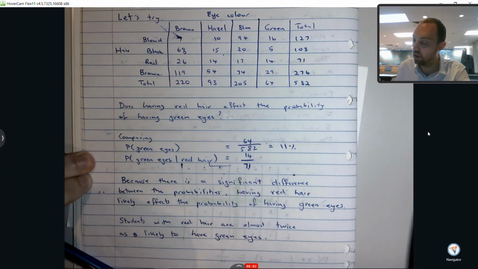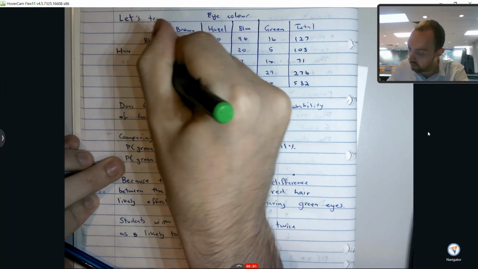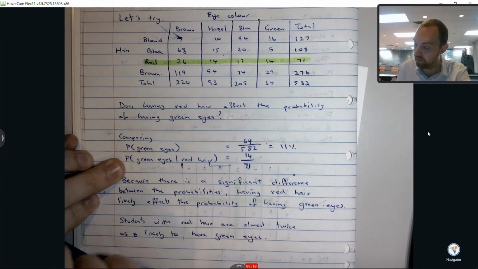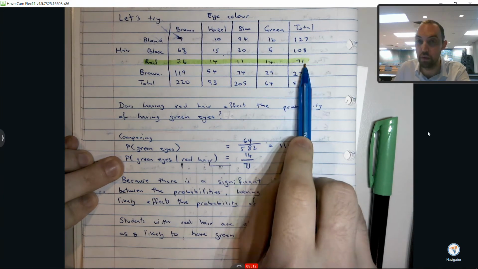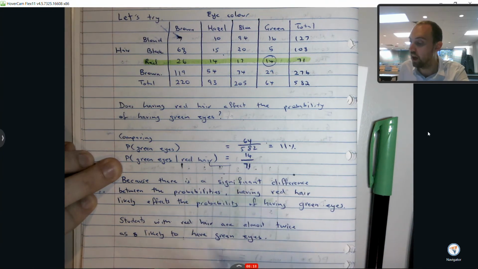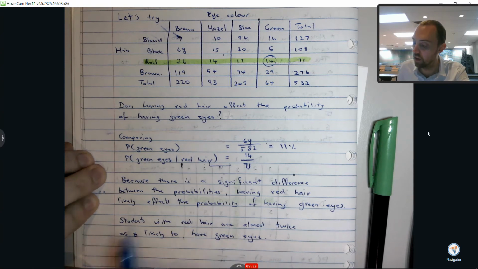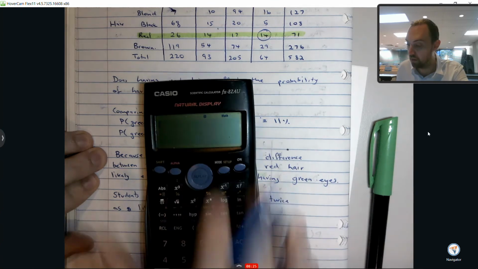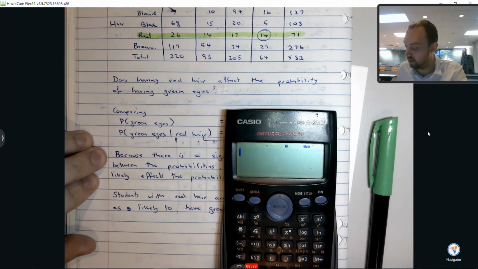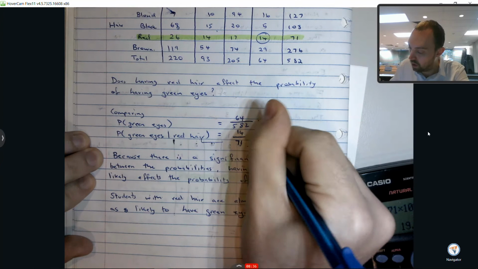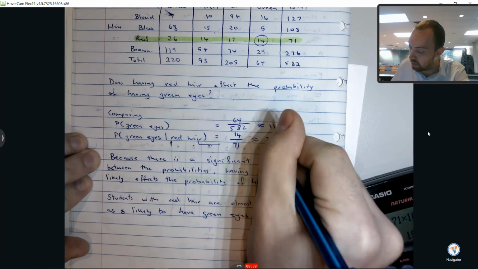Okay, so here is our subset, red hair. There's the total of people that have red hair, and we're looking at the number of people that have green eyes and red hair. So, what is this as a percentage, so we can compare this accurately? We've got 14 out of 71 times 100. It's almost 20%.